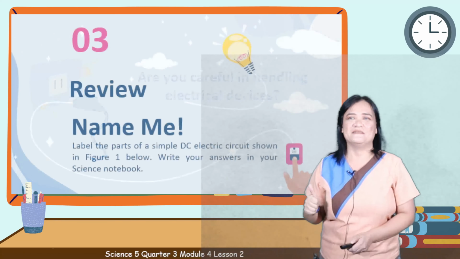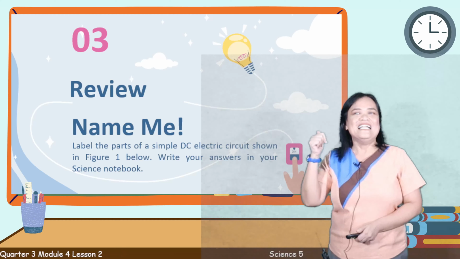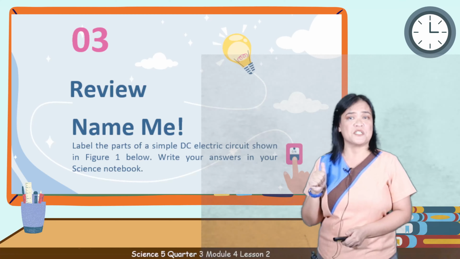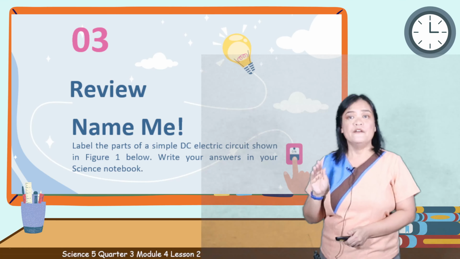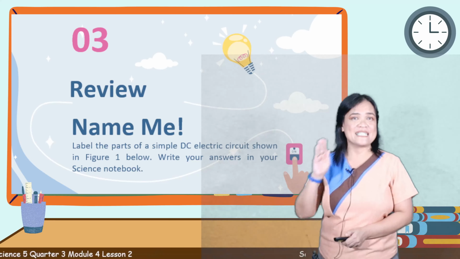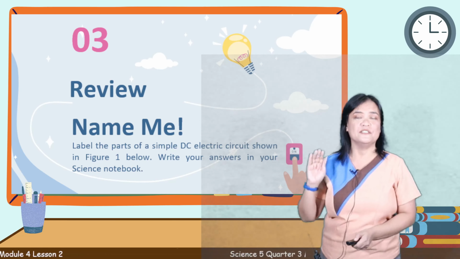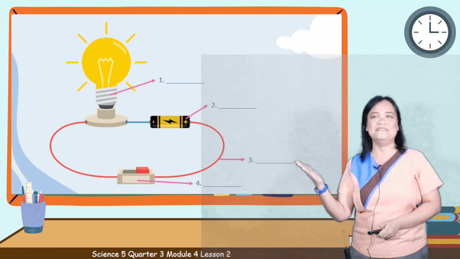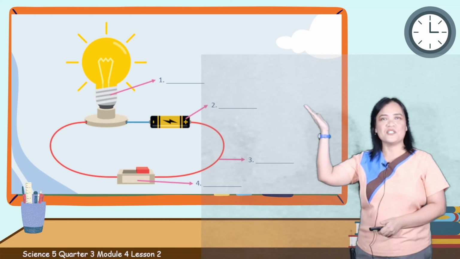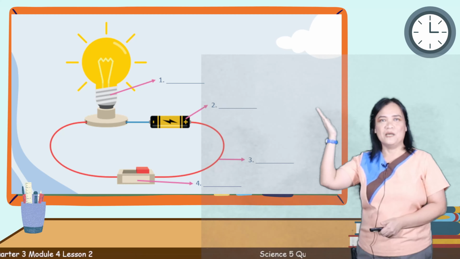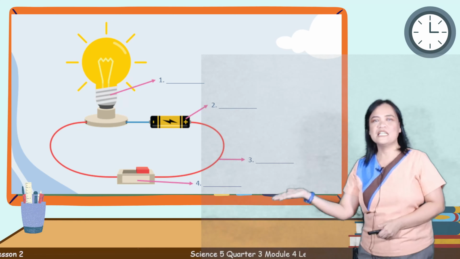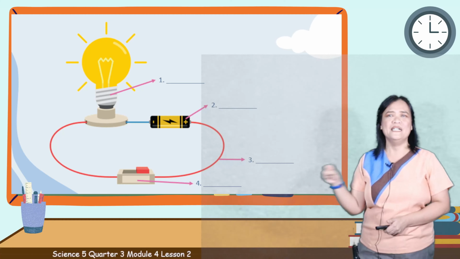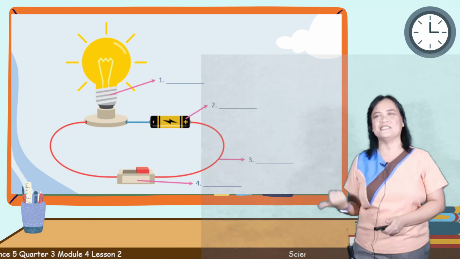So we have to review. Label the parts of a simple direct current electric circuit shown in figure 1. Write your answer in your science notebook. So this is a sort of review. Alright. So I have on this slide number 1, number 2, number 3, and number 4. So bring out your pencil and your paper. Write down your answer. Come on, come on.